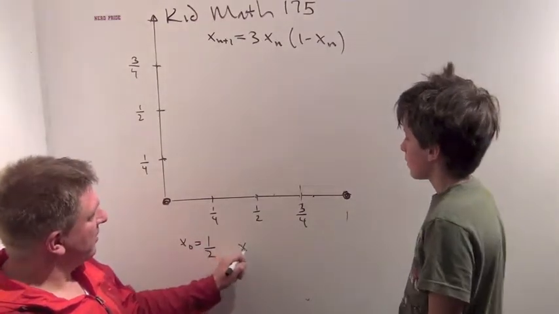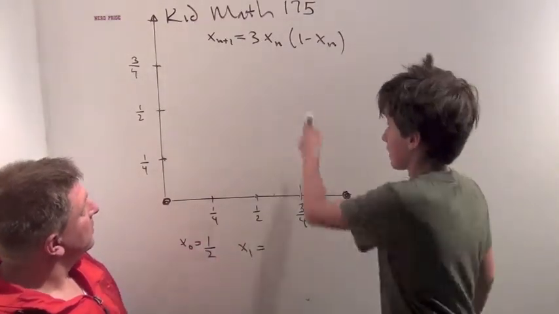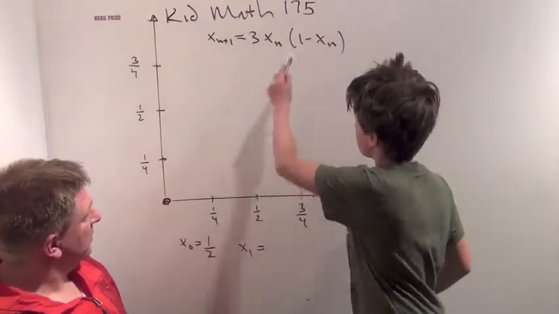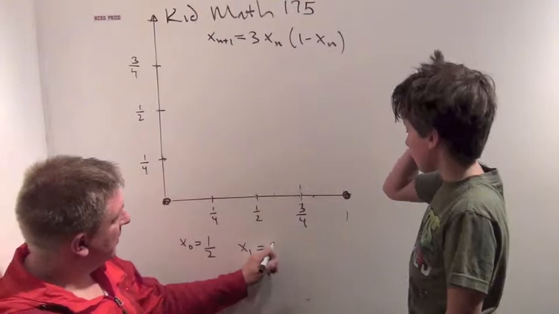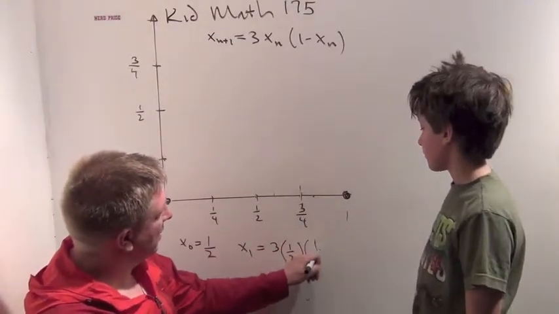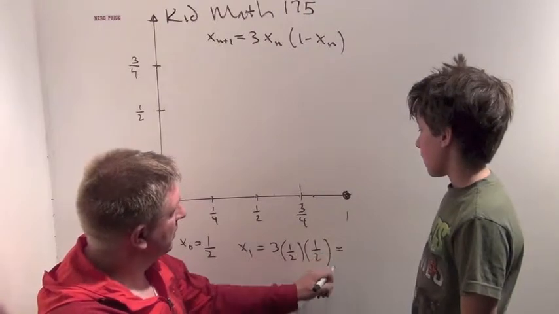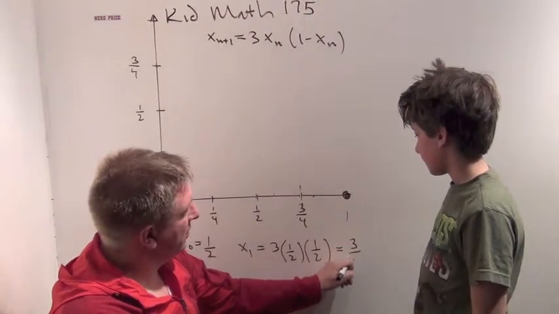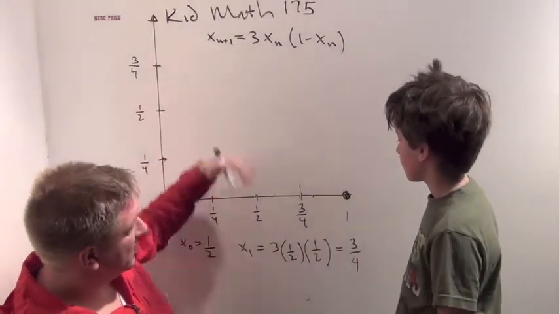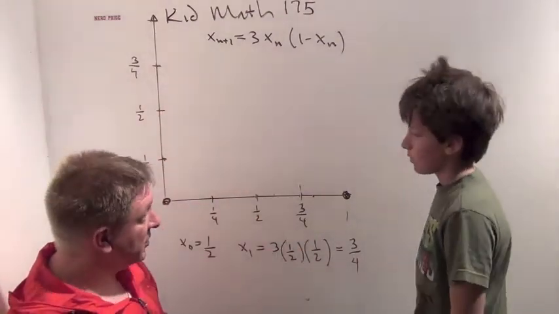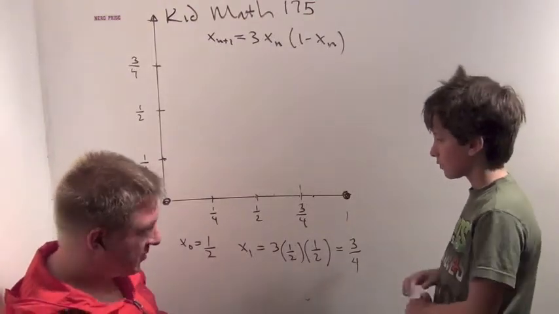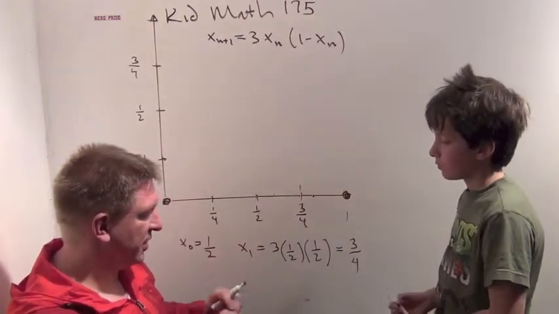How do we find out what x sub 1 equals? Well, we say x sub n is a half. So we get 3 times a half times a half, and that equals 3/4. If we wanted to compute what x2 was, we could just keep computing. But computing is a little cumbersome, and I'm going to show you something really amazing, a really neat connection between geometry and algebra.